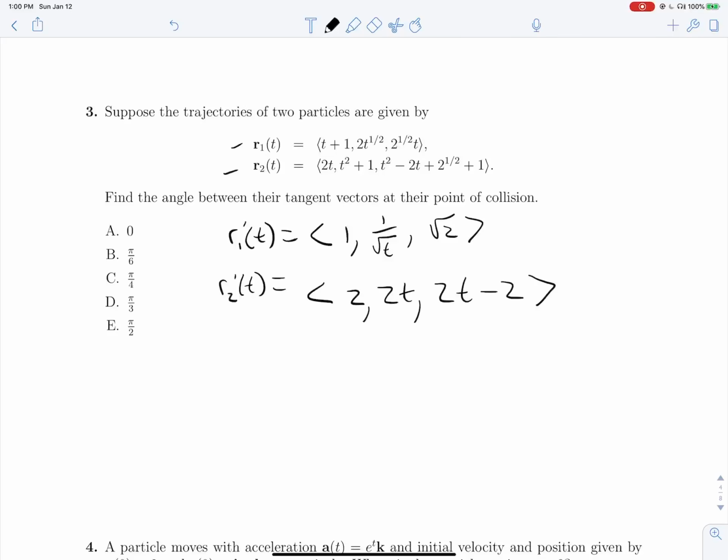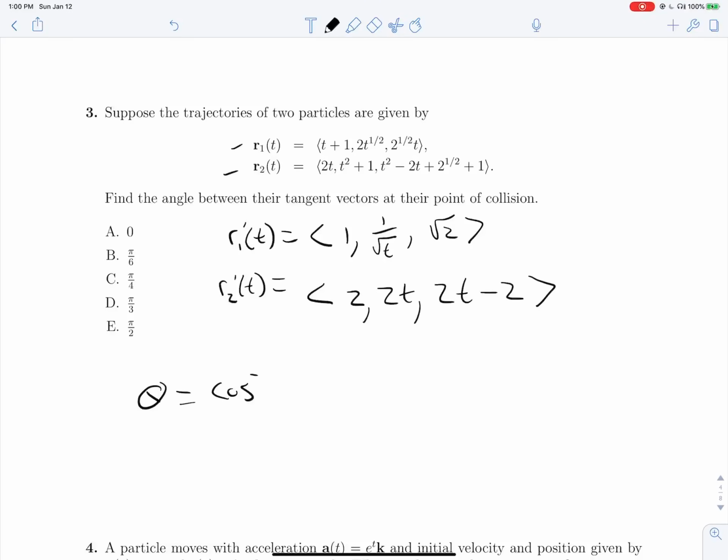Okay, and we know that the angle theta in between these two vectors is going to be the inverse cosine of r prime 1 of t dotted with r prime 2 of t over the magnitude of r prime 1 of t times the magnitude of r prime 2 of t. Yeah, there we go. Okay, and that just comes from the definition of the cross product. You can solve for that on your own if you want.